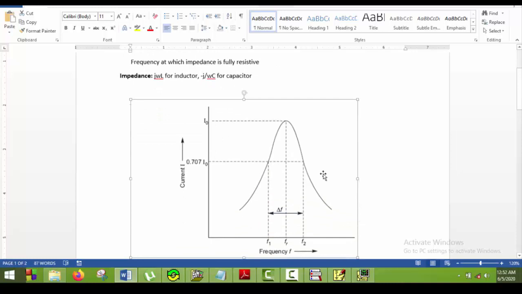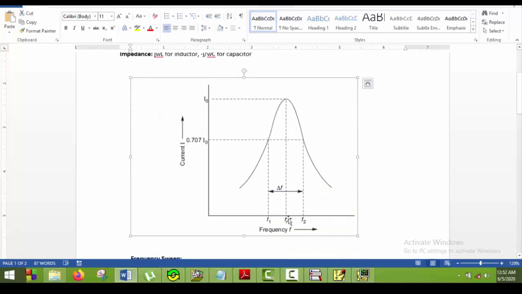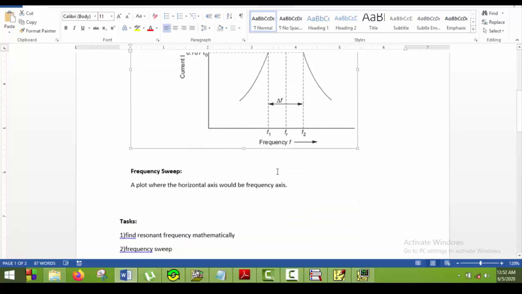Now let's have a look at this plot. Here we can say at resonance frequency, the current is maximum. This is because as the reactive part of the impedance is gone, the impedance is minimum, so the current gets maximum at resonant frequency. So this is all about resonance frequency.